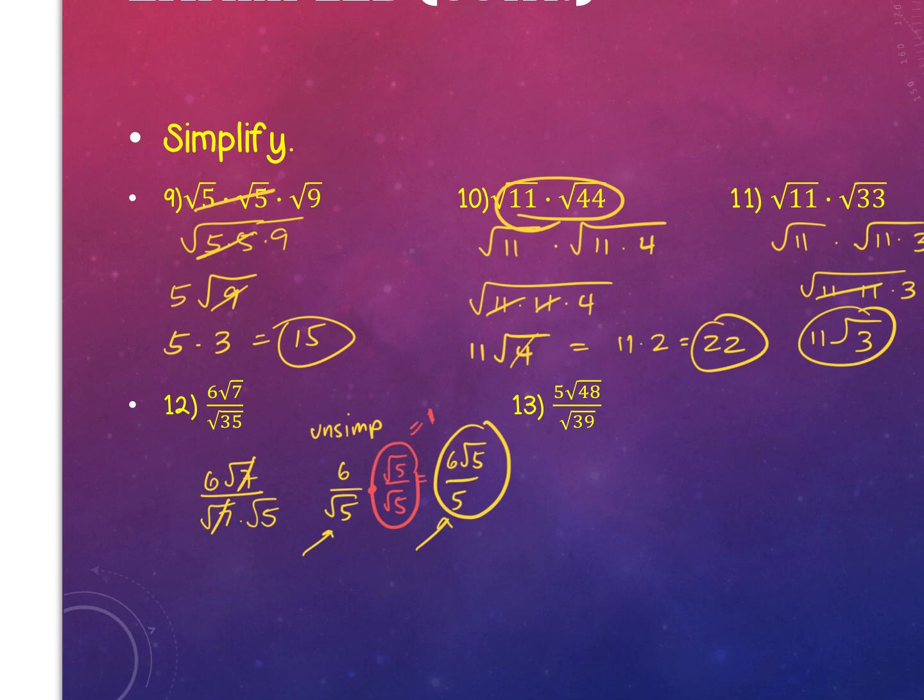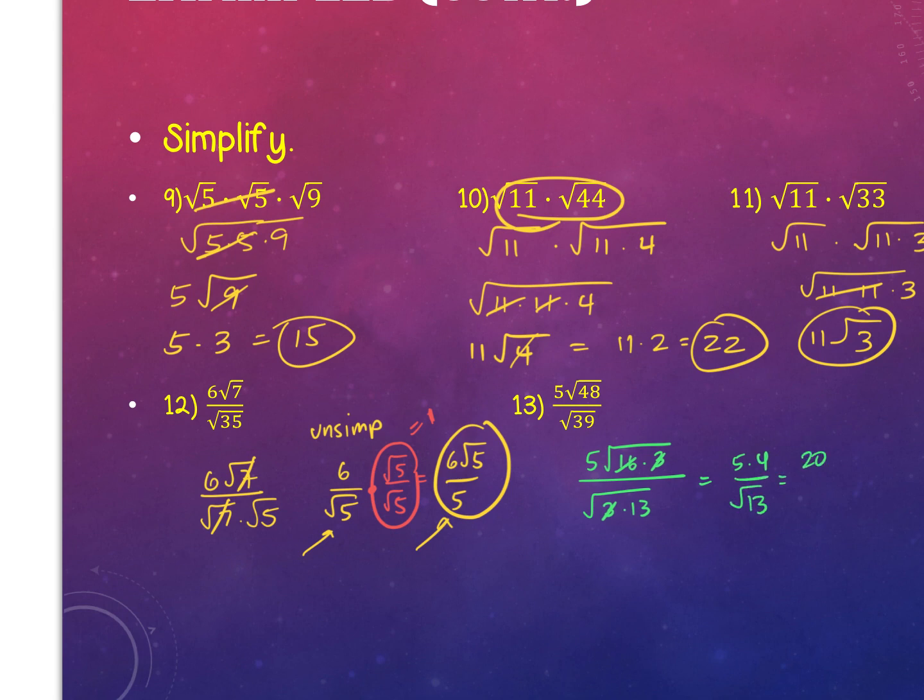And then let's go to number 13. And in number 13, we've got 5 times the square root of 48 over the square root of 39. So I'm going to start out by doing 5. I'm going to simplify 48 to 16 times 3. And my denominator is going to be square root of 3 times 13, right? So I know that the 3 and the 3, since they're both inside the roots, those are going to go away. And I know here the square root of 16 is 4. And at the bottom, I've got square root of 13.